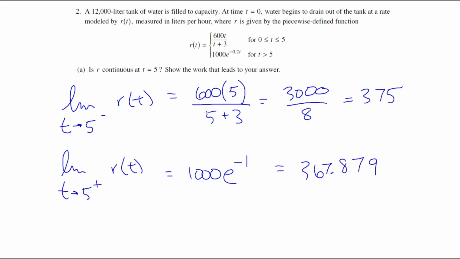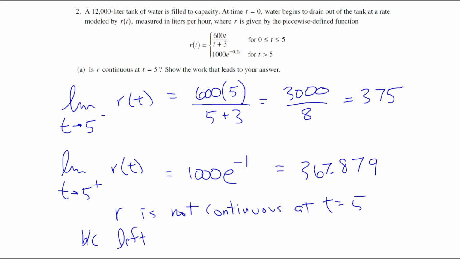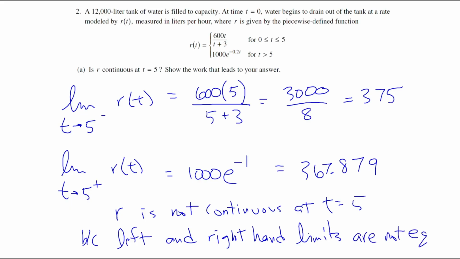So we can see that R is not continuous at t equals 5. And the reason is because the left and right limits are not equal. And therefore, it is not continuous. It has to meet that to be continuous. So that means the limit does not exist there, so it's not continuous. They gave you 2 points for the conclusion there with the analysis up above to show it.